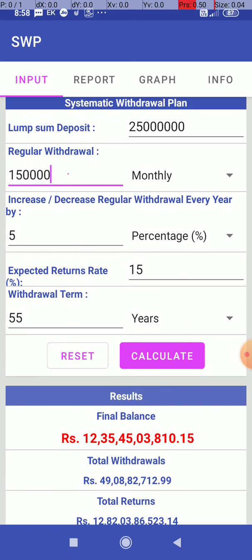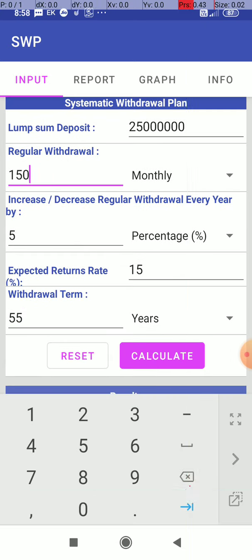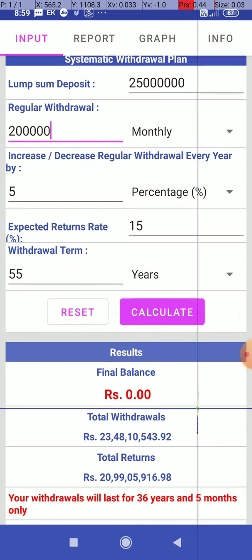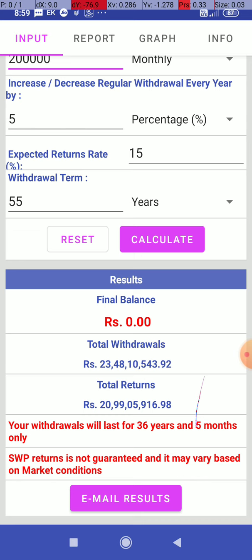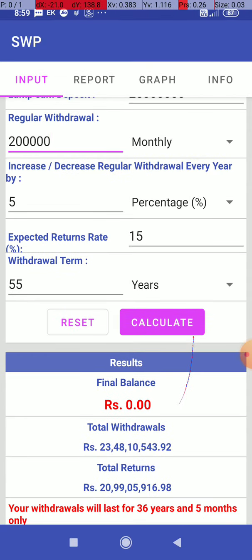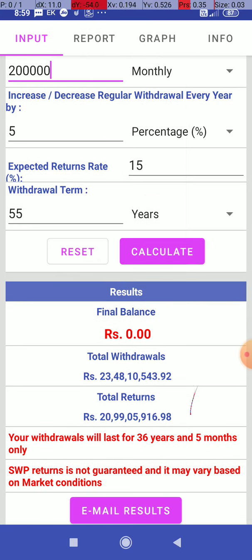Let us see if we withdraw 2,00,000 per month, whether we still get any balance. Because of inflation and all that, suppose you withdraw 2,00,000 per month, increasing your withdrawal by 5% every year, the return expected is 15% and the withdrawal period is 55 years. Here you are getting a final balance of zero, and it shows that your withdrawal will last for 36 years and 5 months. That means it won't last for 55 years, only for 36 years. So if you are withdrawing 1,50,000, then the balance is there, but if you are withdrawing 2,00,000, the balance is not remaining after 36 years.